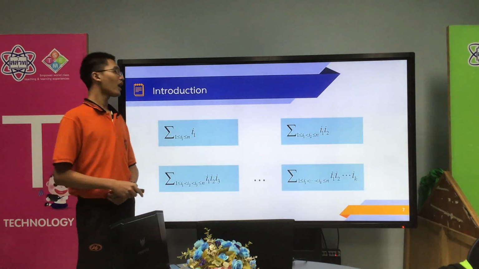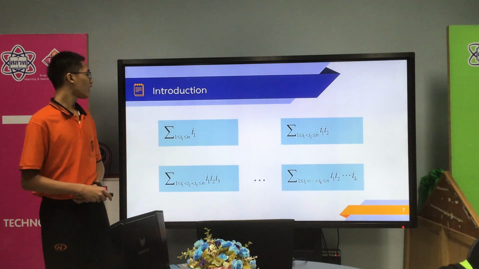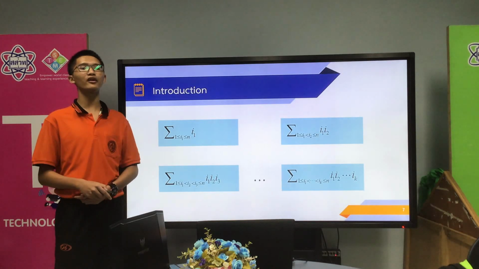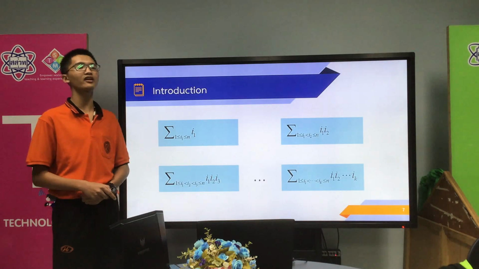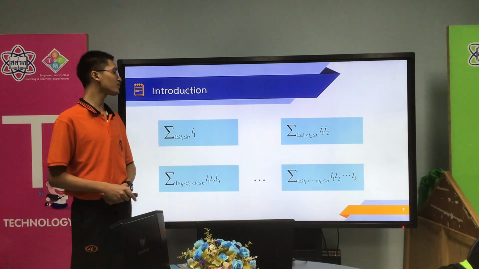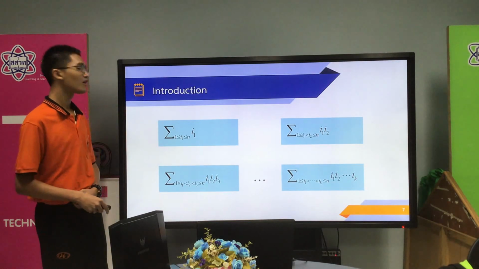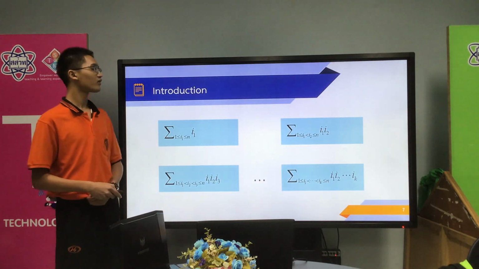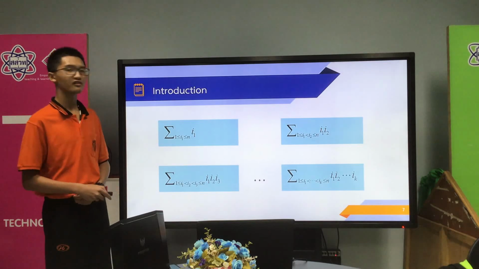So, I have an idea to study the summation over 1 ≤ i_1 < ... < i_k ≤ n of i_1 times i_2 times ... times i_k, for k equal to 1, 2, ..., k.